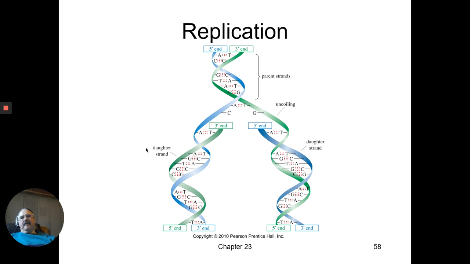Okay, this is a simplification, but when DNA replicates, the two strands unwind, and then two new double helices are produced by anti-parallel base pairing.